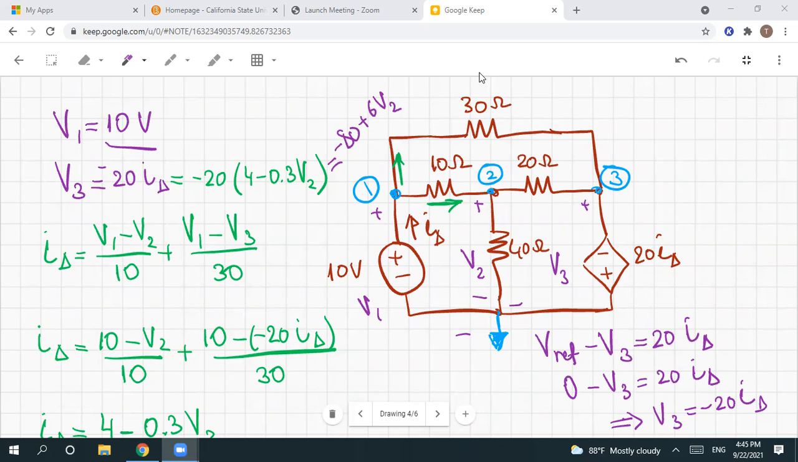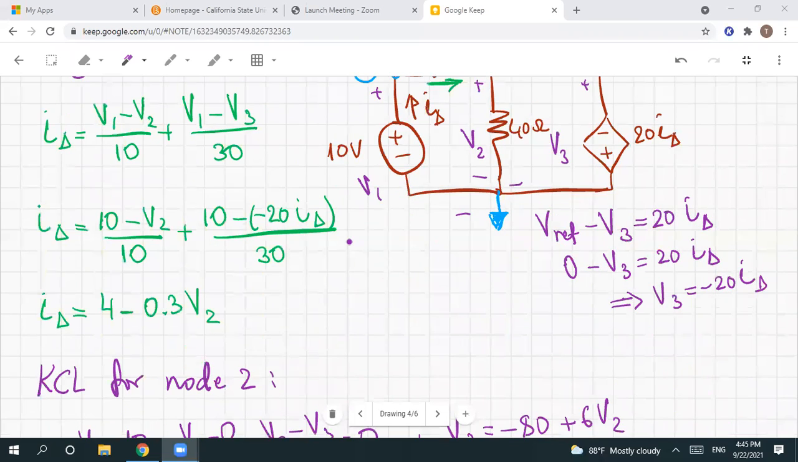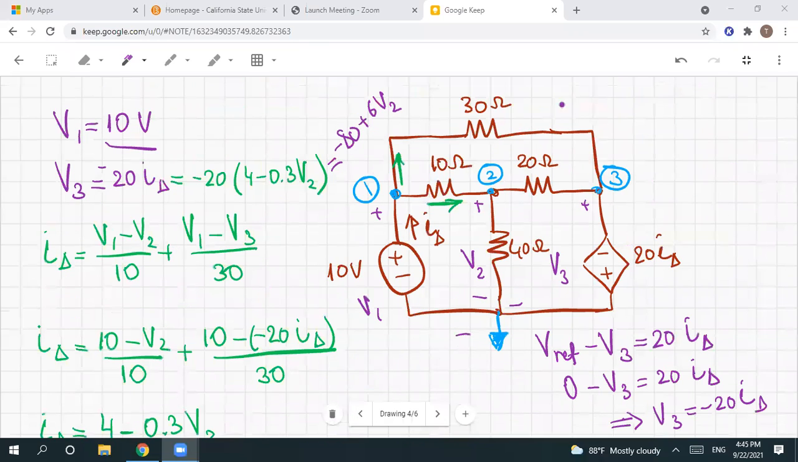Relays, maybe, yes, maybe relays can be represented as a source. If you have the current in the coil of the relay, then you will have another current in the contacts of the relay. So it could also be represented as a dependent source.